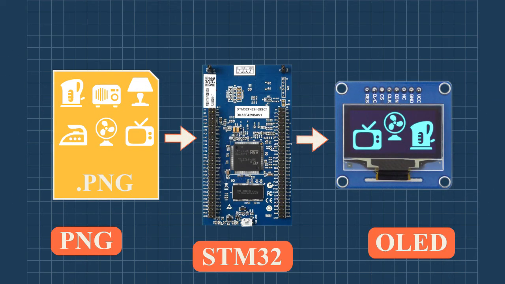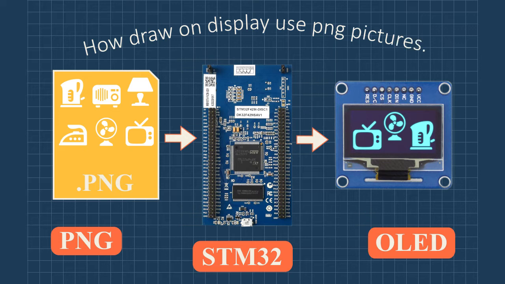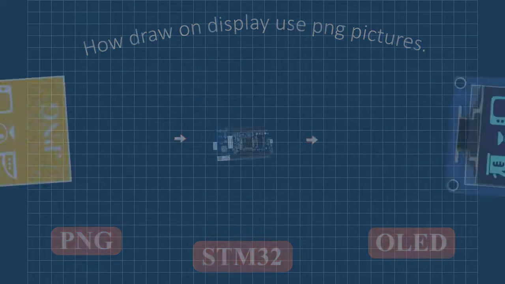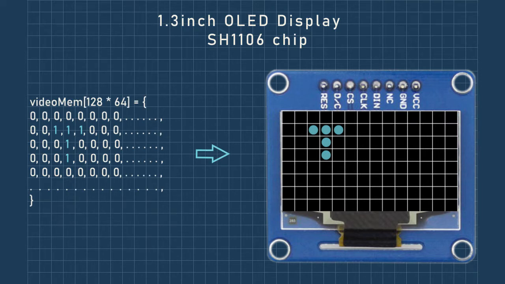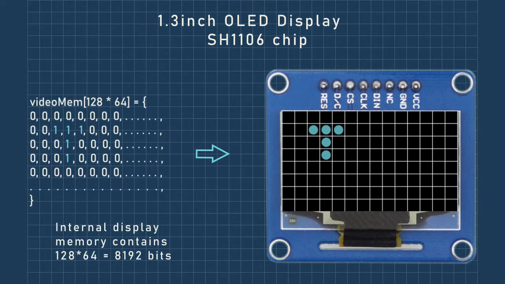Hello guys, in this video I will show you how to draw on a display using PNG pictures. The display we are using has 128 horizontal dots and 64 vertical dots. It displays the image that is stored in its internal video memory. This memory can be represented as an array consisting of 8,192 elements, which take the values 1 or 0.